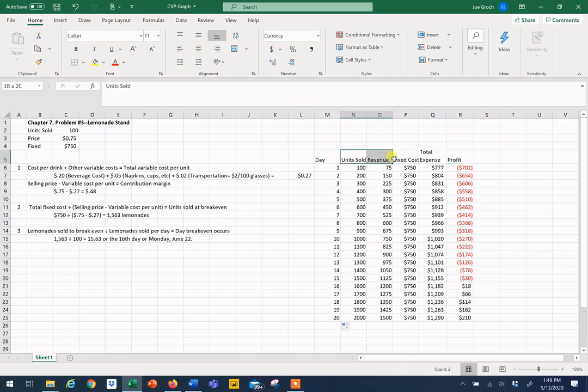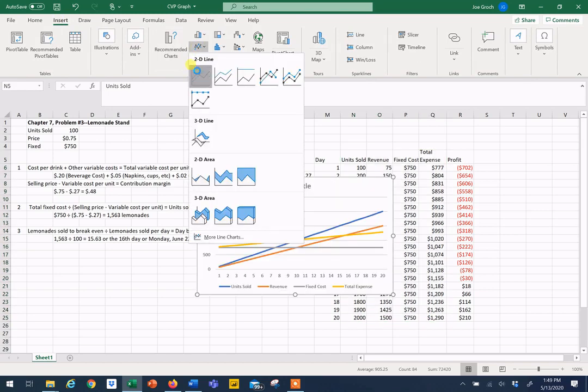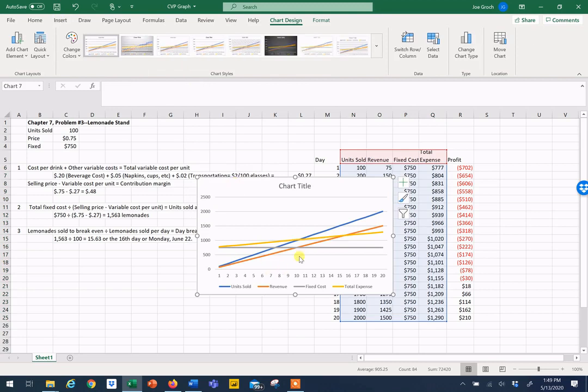All we're going to do to create a break-even chart, which is really what it's called, most people call it a break-even chart but we'll call it CVP, whatever you want to call it, is highlight units sold, revenues, fixed, and total expenses. We go into Insert, over to Charts, and choose a line chart. Let's choose this one here, and boom, what do we got? A nice little chart with some labels on it, units sold. What we need to do is get this units sold down on the x-axis. I'm going to show you how to do that in a minute.